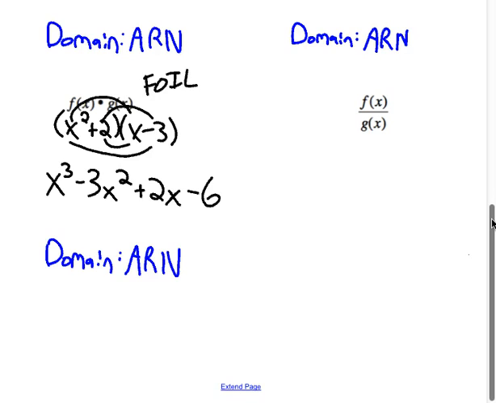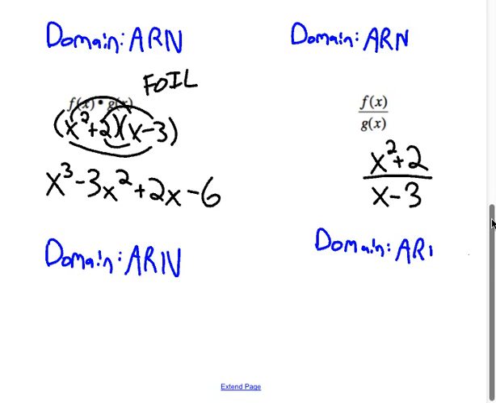The division one, f of x, which is x squared plus 2, divided by g of x, which is x minus 3. Well, there's nothing I can really do with that, okay? Nothing that I can simplify. But the domain finally gets interesting to talk about, okay? Because we have a polynomial on top, so we're going to start by saying all real numbers, except one thing, okay? You need to remember that we cannot divide by 0.